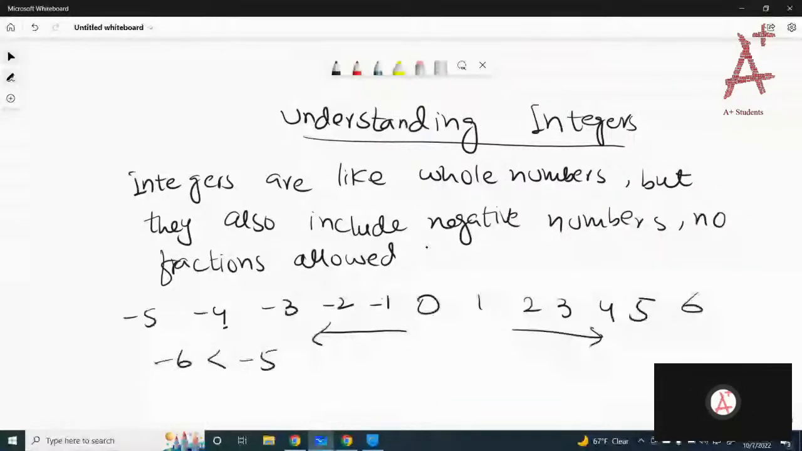As you are moving far from 0, the numbers are getting smaller and smaller on the left hand side. Got it? But on the right hand side, as you are moving far from 0, the numbers are getting greater and greater. Got it? Please note down the definition on your notebook. I'll wait for a while. Be quick, please.